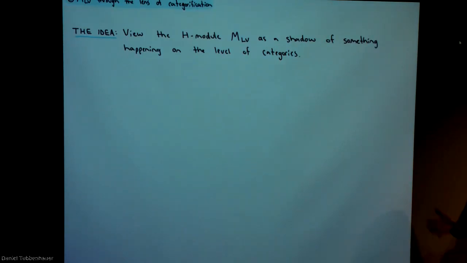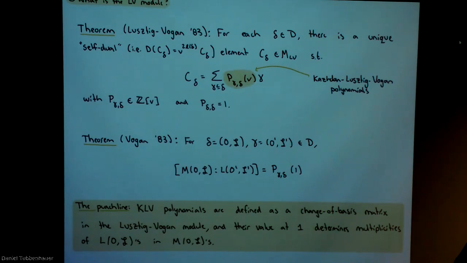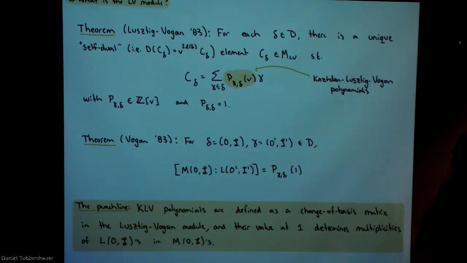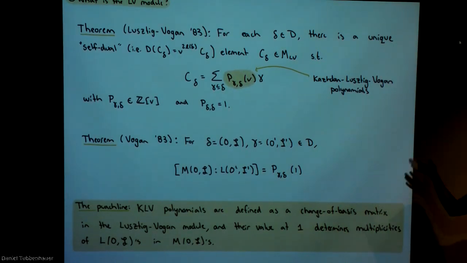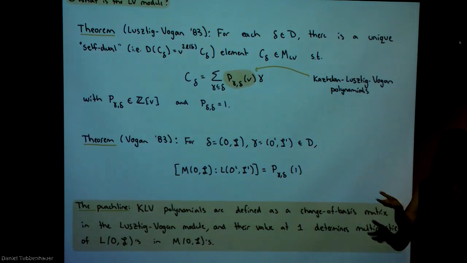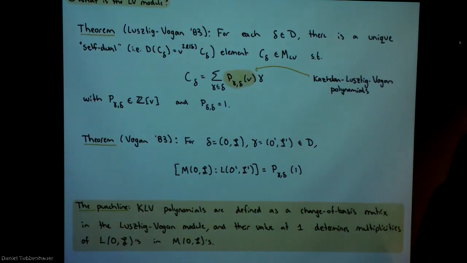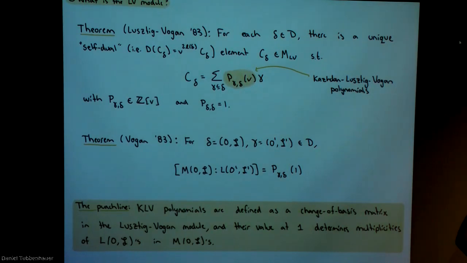Okay, so I should say that this whole story, this theorem of Lusztig-Vogan, is from 1983. This story was all done in the 80s, and this multiplicity question was answered, and it was an important step in this world of real group representation theory, but it was a while ago. So it's not stuff that's been done especially recently.